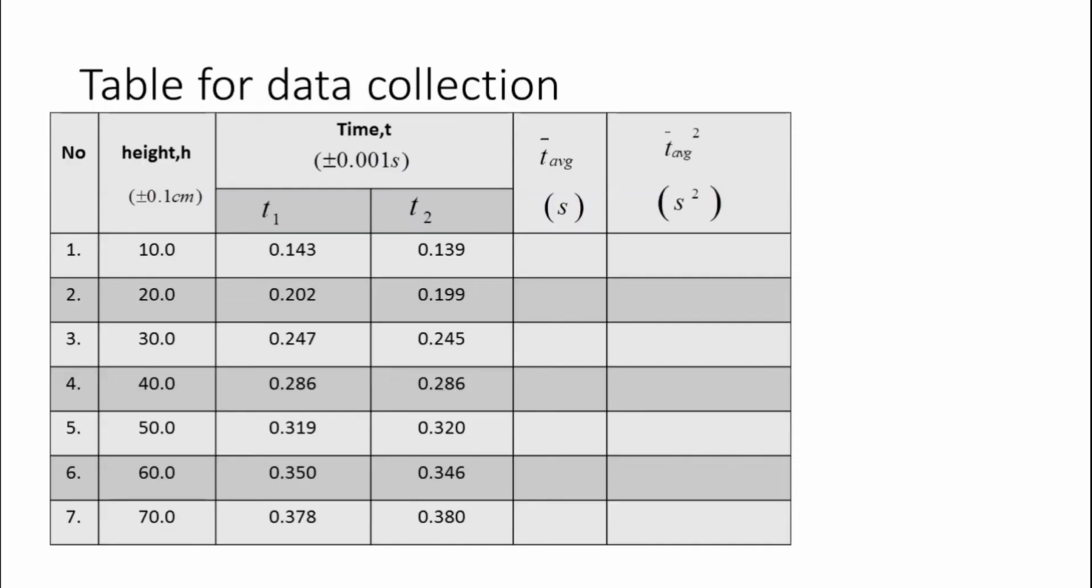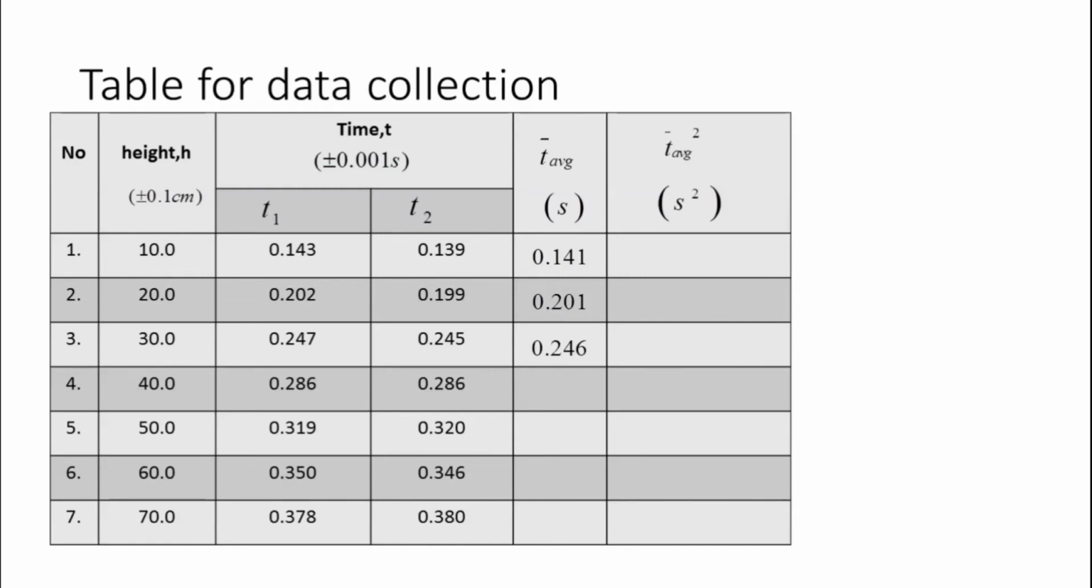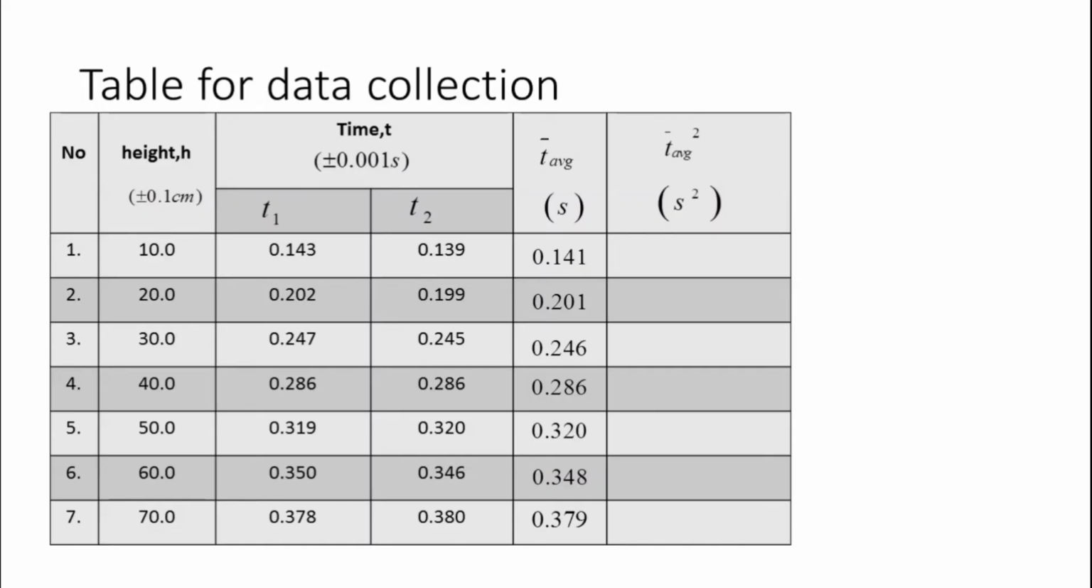We get the values of the average time as follows: 0.141, and then 0.2005. We round off the value to 3 decimals. We get 0.201. And then we get 0.246, followed by 0.286. And then the third one is 0.3195. It has 4 decimals. So we are going to round off the value to 3 decimals. We get 0.320. And then we get 0.348 and 0.379. We are going to apply the multiplication and division rules for the calculation of t square.